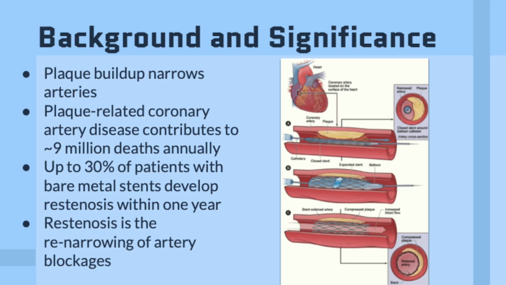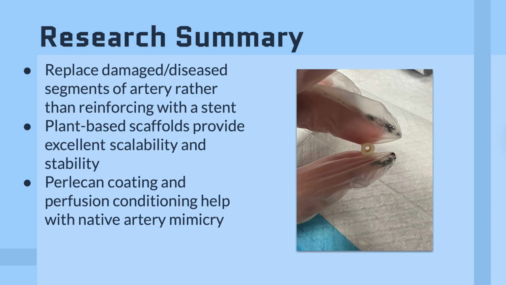These limitations highlight the need for a new type of graft that can restore blood flow while reducing the biological triggers that cause restenosis. So now that we've talked about atherosclerosis and restenosis, we'll be moving on to our research summary. Instead of using a stent, we want to replace the damaged or diseased segments of the artery instead of trying to reinforce it.